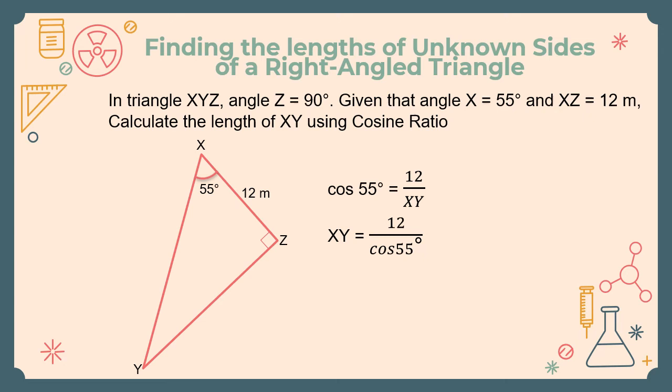So cross multiply, XY now is equal to 12 over cosine 55. So 12 divided by cosine 55 degrees is equal to 20.92 meters. So therefore, XY is equal to 20.92 meters.